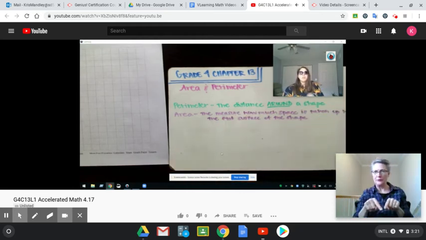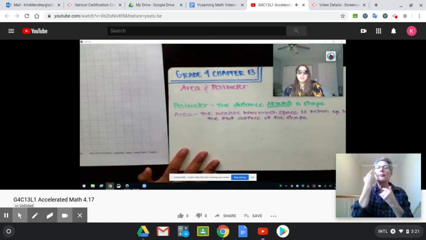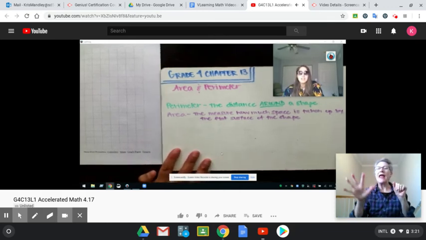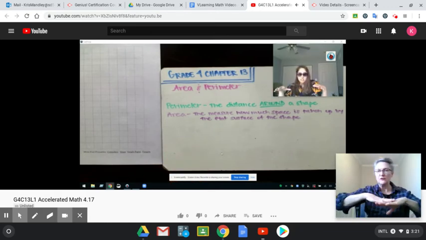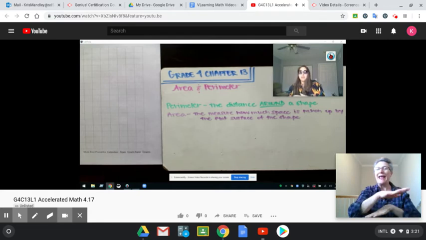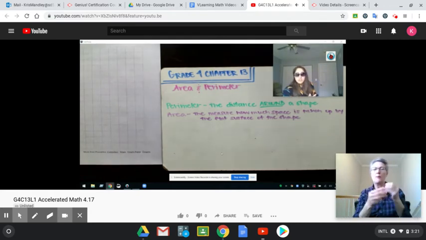And then area, we're going to develop a more mathematical definition for this one a little bit later, but right now I want you to just think about it as the measure of how much space is taken up by the flat surface of a shape, right? So you're thinking about how much area is something taking up. And like I said, we're going to make a more mathematical definition of that in a couple days.